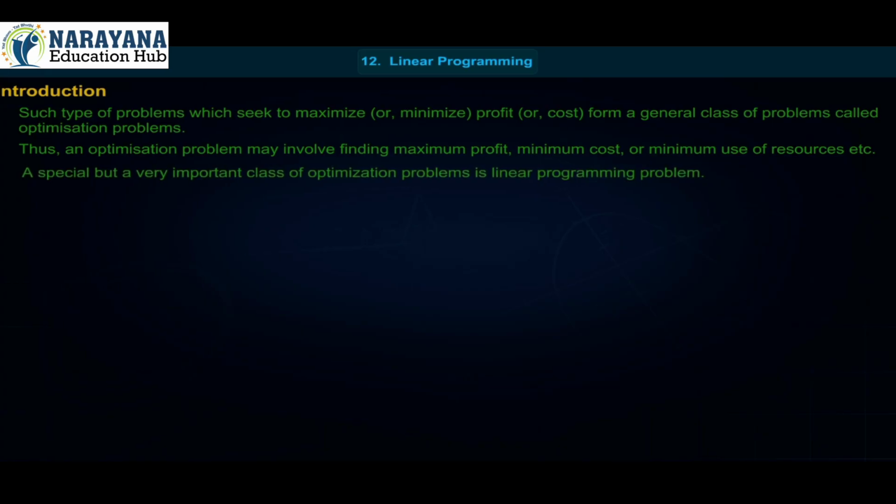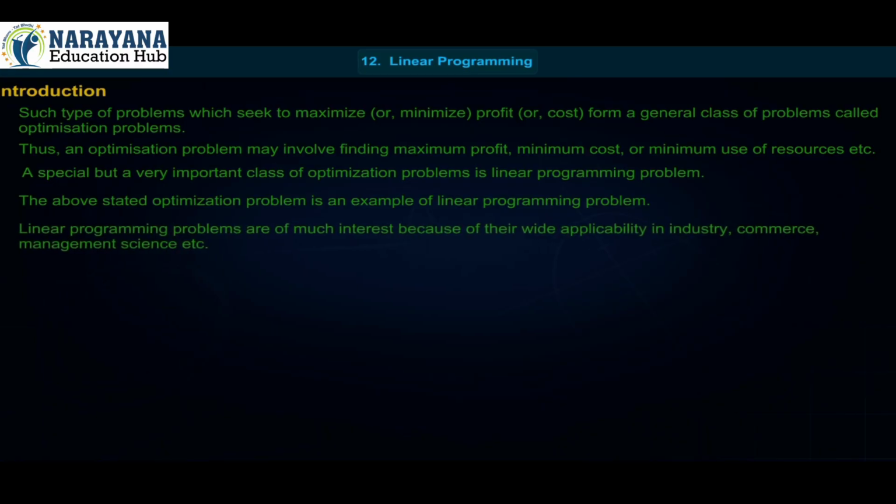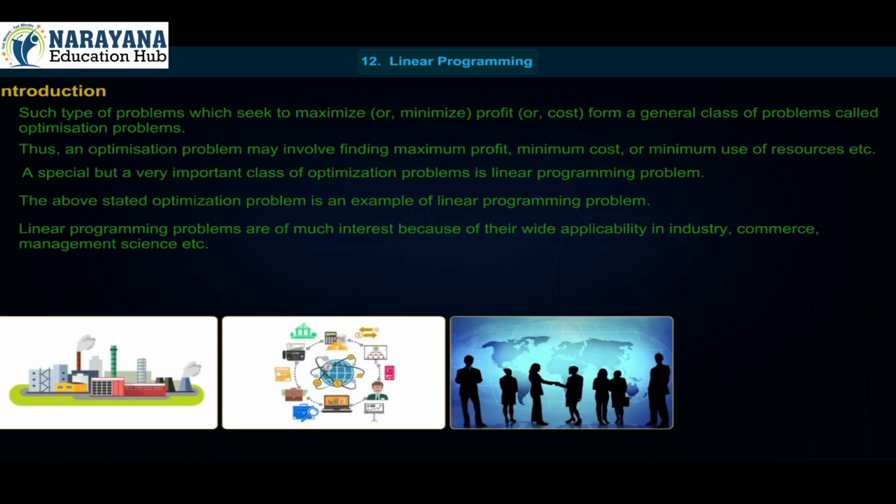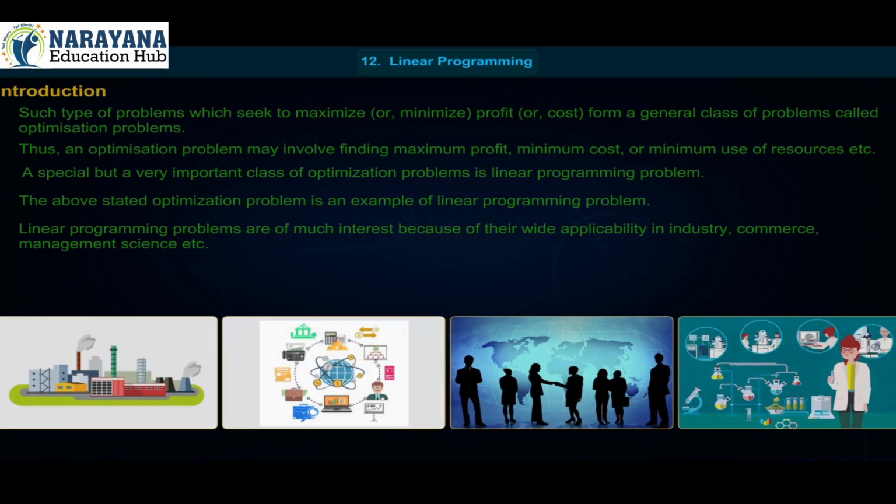A special but very important class of optimization problems is the linear programming problem. The above stated optimization problem is an example of a linear programming problem. Linear programming problems are of much interest because of their wide applicability in industry, commerce, management science, etc.